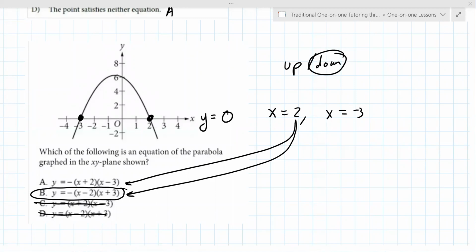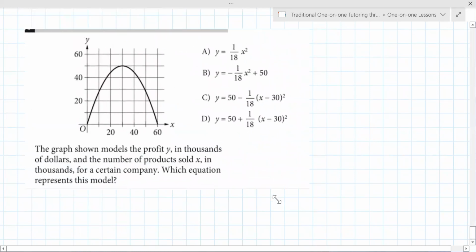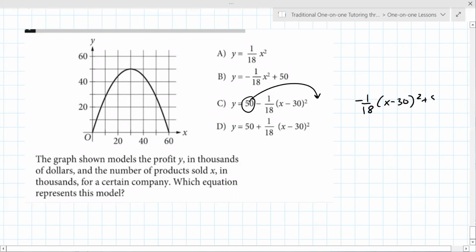Okay, so let's look at another graph with some equations. Kind of going to do the same thing here. So the first thing I would do is figure out whether the graph opens up or down. Down. So which two answers can we eliminate? Or maybe a better way to look at it: which one has a negative in front? Letter B. Okay, any others? No. So this 50 in C right here, really it could be over here on the right. So it could be that one. So it's either B or C.